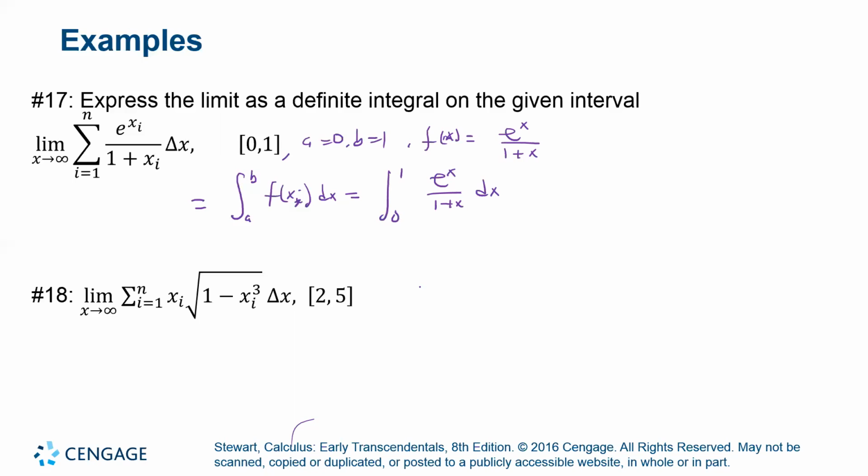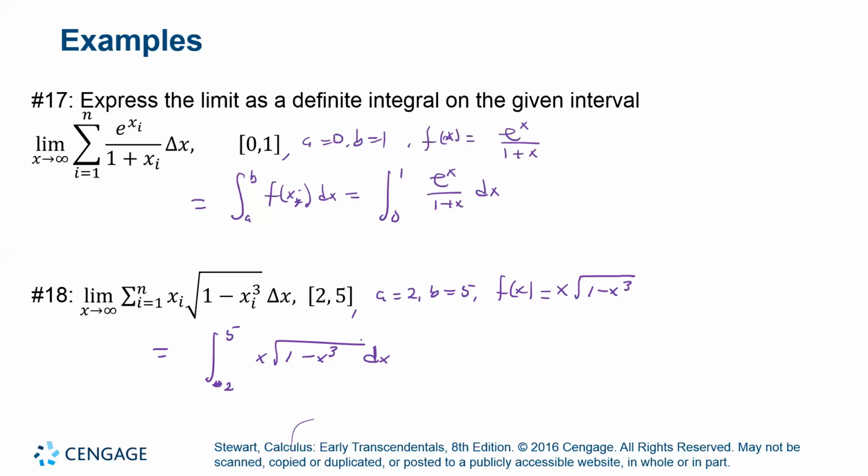That's all. Okay, the second one, exercise number 18. Here, your a is 2. Your b is 5. Okay, and then your f of x is going to be x times the square root of 1 minus x cubed. So this is the integral from 2 to 5. Okay, my f of x is x times the square root of 1 minus x cubed. And then we integrate this with respect to x. Okay, so that is all we need to do.